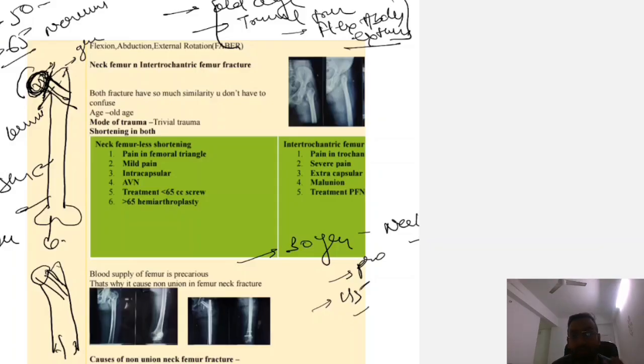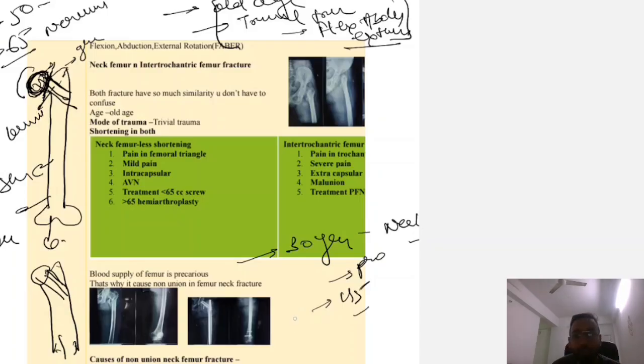In old age, because the femur head is gone in necrosis, we have to replace the necrotic part in the body. So we have replaced that necrotic head with a prosthesis, that is bipolar or Austin Moore prosthesis. Okay, this is neck femur fracture.